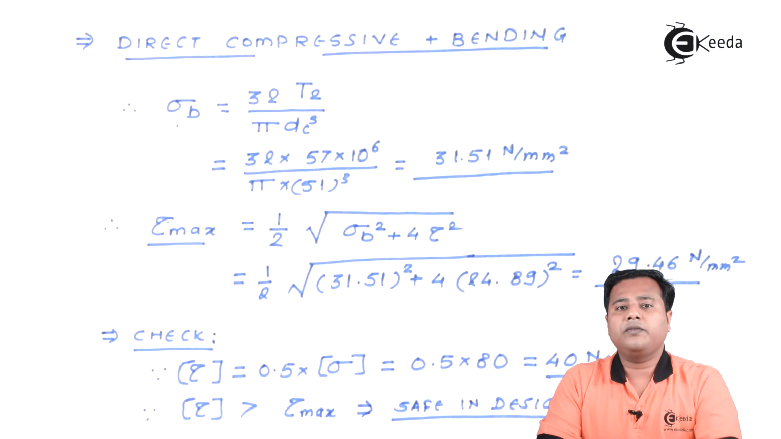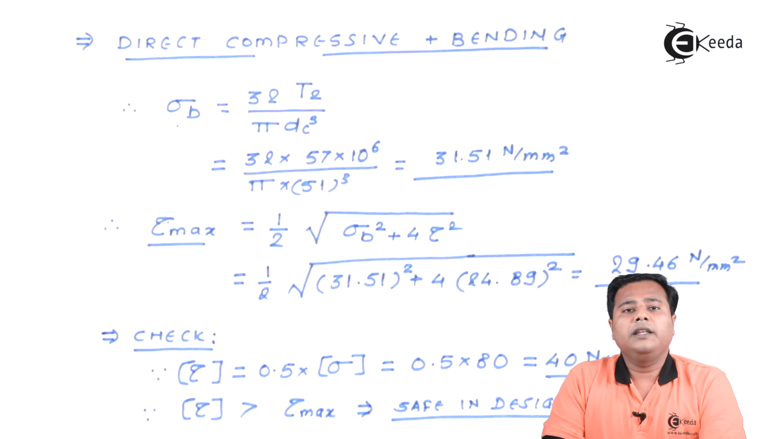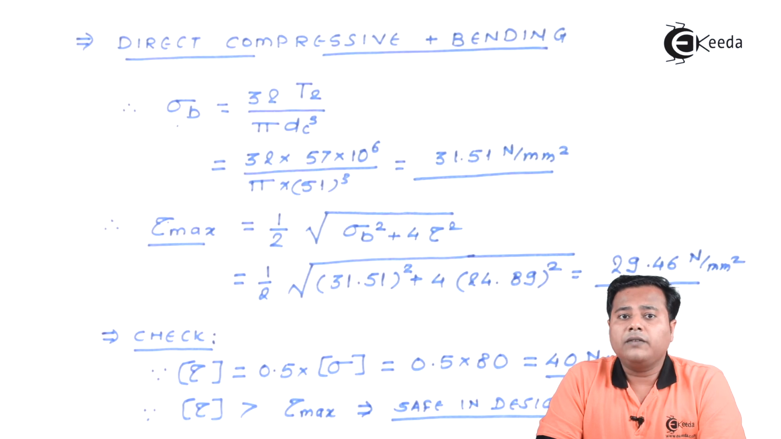So this is the one aspect we have seen where the power screw is going to be safe and it will not break under the combined loading of compression, bending as well as the shear. In the next lecture, in the next video, we are going to see whether it is safe in buckling also or not, and thereafter we will go for the design of remaining parameters.